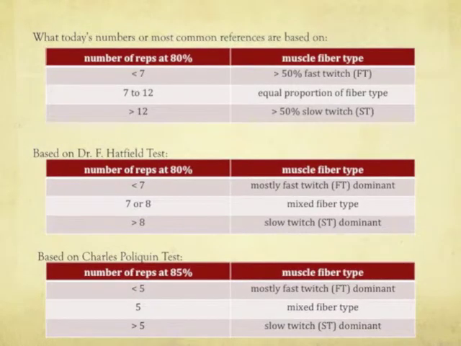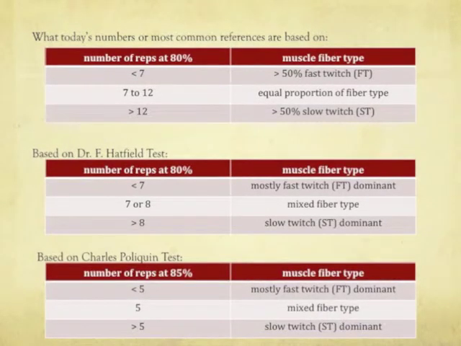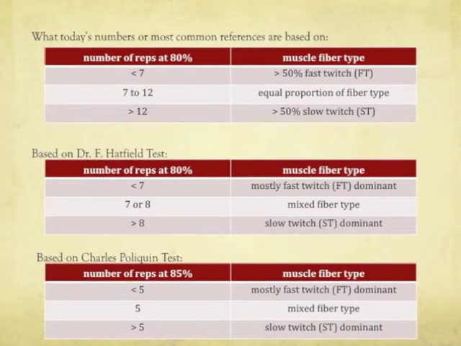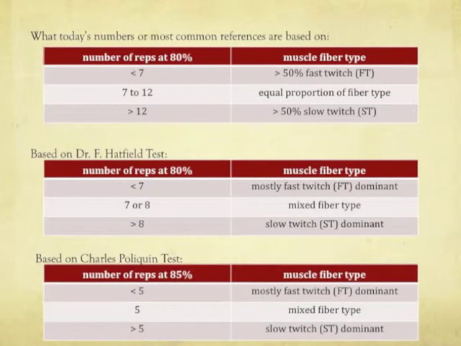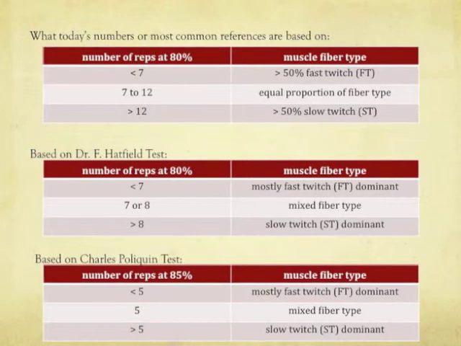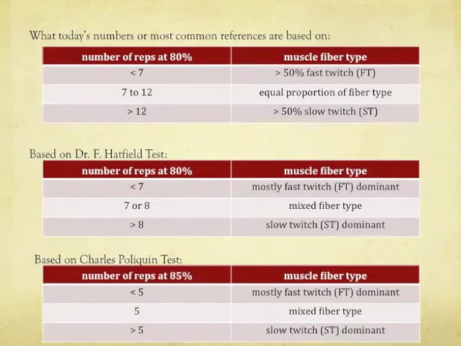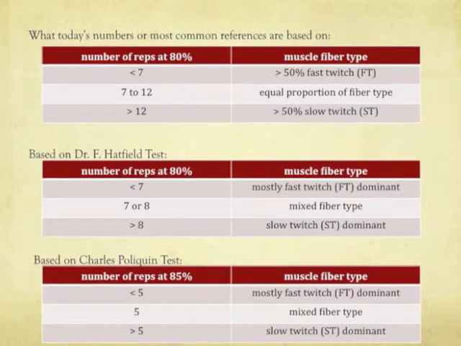Okay, this slide shows 3 separate tables due to separate researchers. But the first one is based off of the common numbers that are used nowadays. So if you did less than 7 reps, your muscle body, your chest, your legs, or your back is made up of more than 50% fast twitch fibers. If you did 7 to 12 reps, you have an equal portion, let's say 50-50 proportion of your type 1 to type 2 fibers. But if you did more than 12 reps, you have more of a ratio of 50% slow twitch fibers.